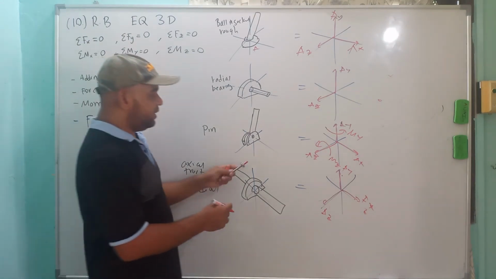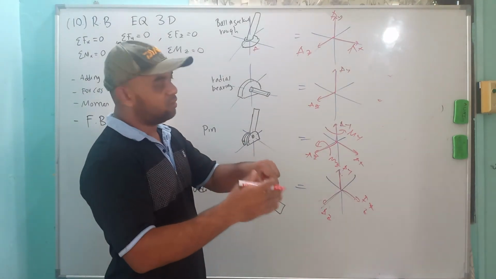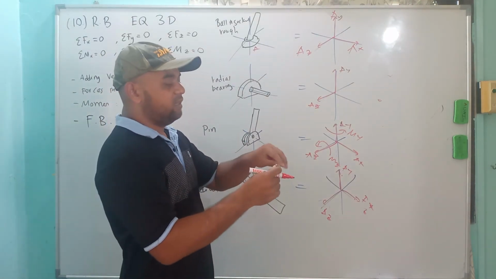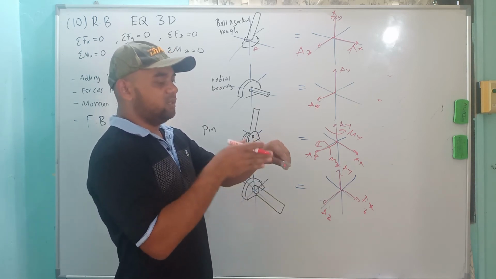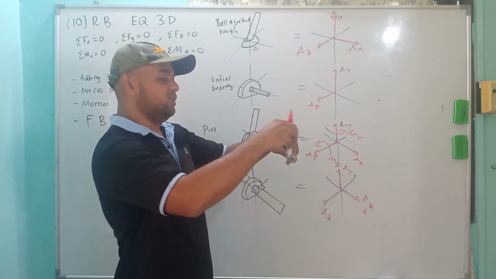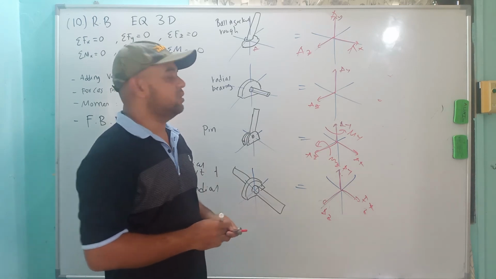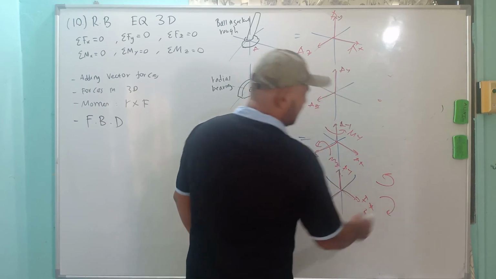And also in the figure, it is free to rotate in the x direction, so there is definitely no moment in the x axis, but it is possible to have moment in y and z. This is z, this is y. So it is possible to have the moment along y and z.